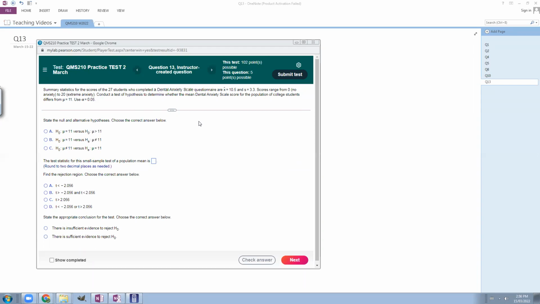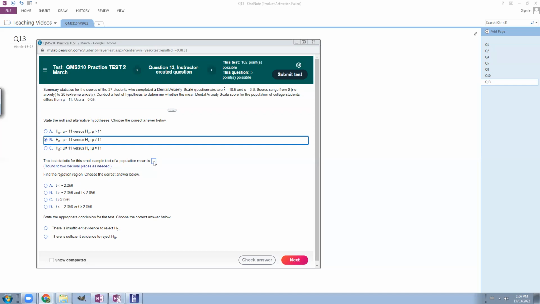So this is a one sample hypothesis test. We're supposed to state the null and alternative hypotheses, right? So the mean equals 11 versus the mean is greater than 11. The mean is equal to 11 versus the mean is not equal to 11. So this says differs, right? So that's just equals versus not equals, and that's going to be B. C is also equals versus not equals, but it's in the wrong place. Equal signs can only go in null hypotheses, never alternatives.